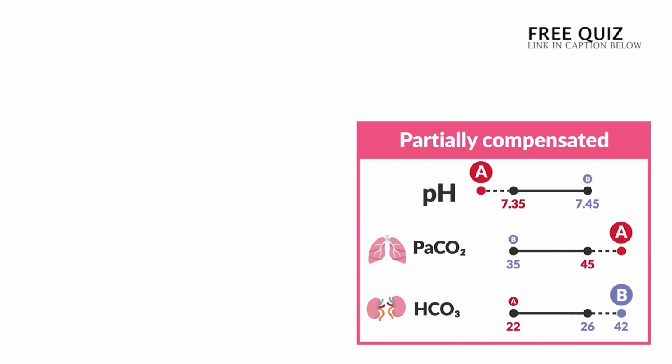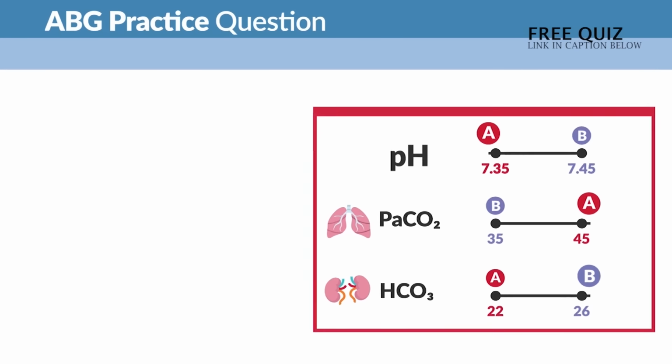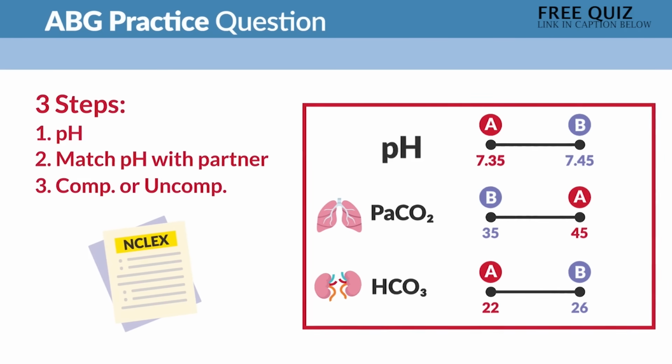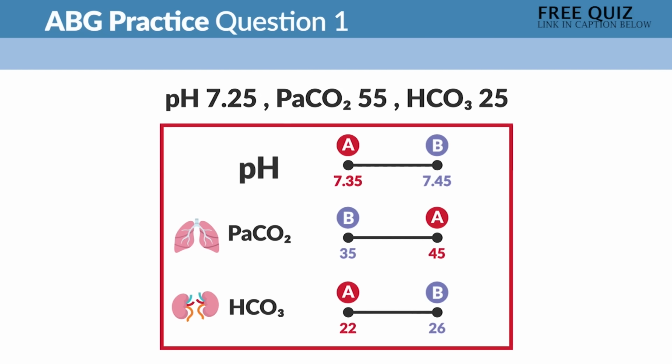All right, now for our ABG practice questions. So using our 3 steps, let's break this down. ABG practice question number 1 here. We have a pH of 7.25, a PaCO2 of 55, and an HCO3 of 25. So using our marching band suit, let's break this down. Step number 1, starting with pH because it's primary.